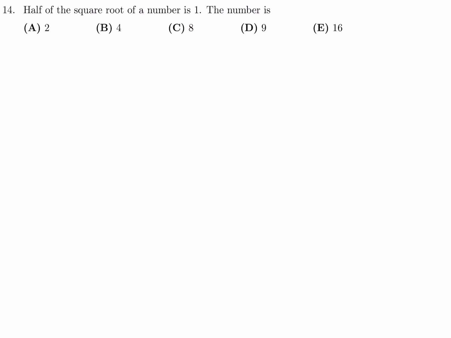Half of the square root of a number is 1, the number is. So I'll let my number be x. If you take the square root and then take half of it, they're saying that's equal to 1. So cross multiply and you get root x is equal to 2. Square both sides and x is therefore equal to 4. So the 4 is the original number. So number 14, the answer is B.